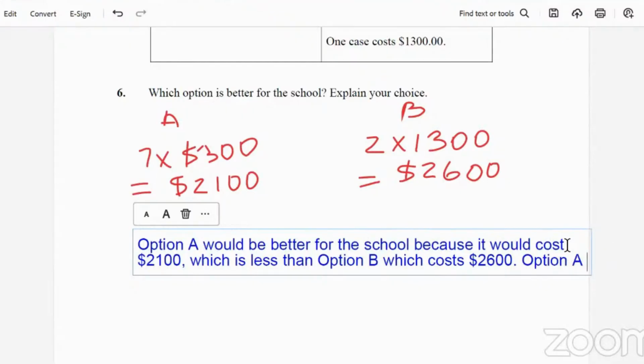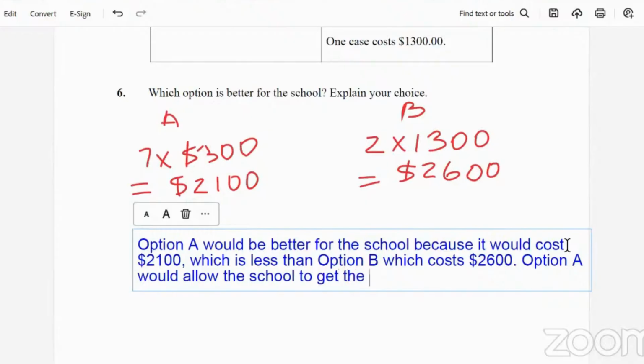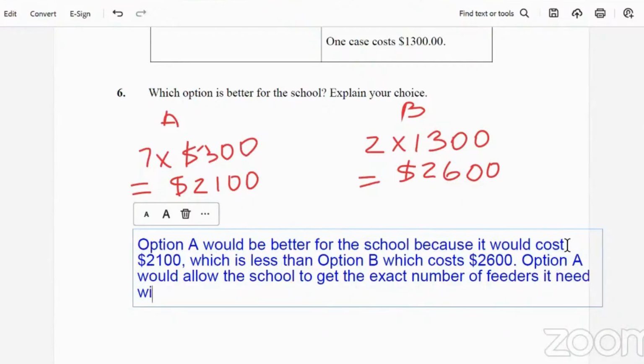Option A would allow the school to get the exact number of feeders it needs without spending more money. All right, so pretty much something like that.